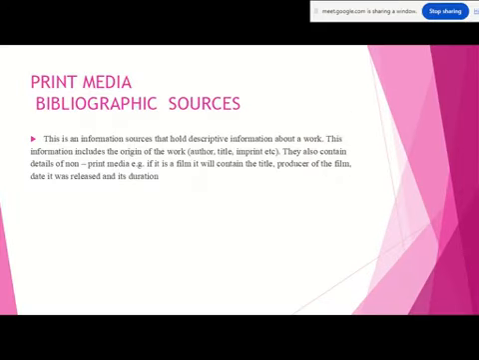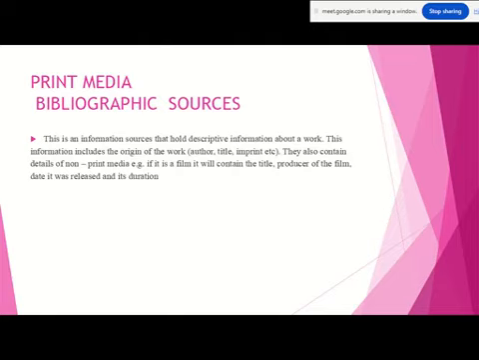To the print media, if I can do the recap of what we learned in the previous lesson. We were looking at the material resources of information. Under material, we looked at the print and non-print. So we are done with the non-print, and I hope you all know what non-print media of information is all about. Under the print media, we started by bibliographic sources.